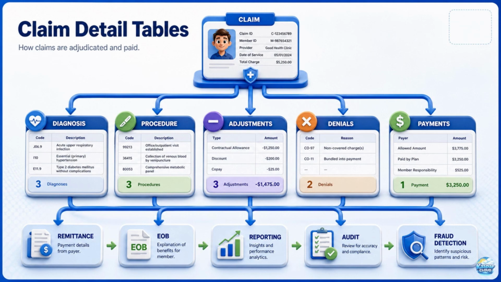Adjustment tables explain contractual adjustments, corrections, recoveries, or denial adjustments. Denial tables explain why a claim or line was not paid. Payment tables connect the claim to remittance, EFT, check, or other payment methods. Together, these tables support adjudication, provider payment, member explanation of benefits, financial reporting, audit, and fraud detection.